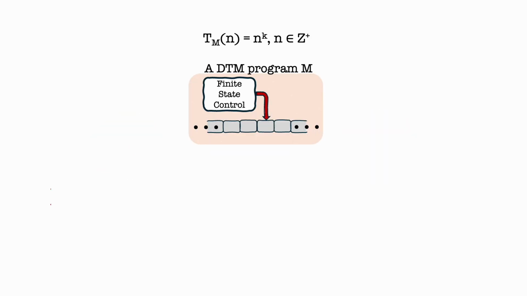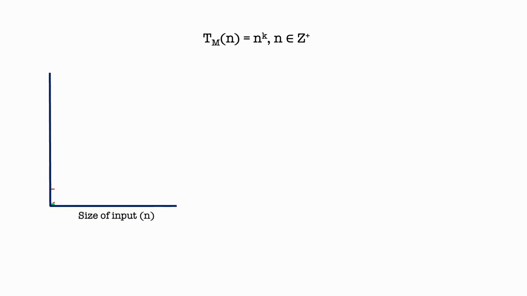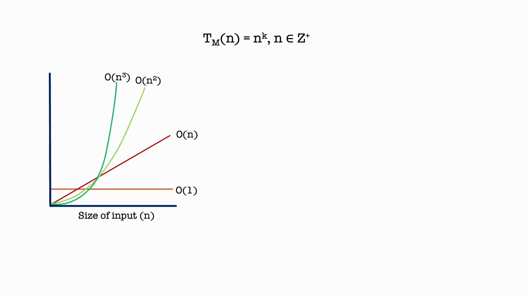Let us say a DTM exists that solves a decision problem in polynomial time. This means its time complexity grows polynomially with the size of the input string. But what can be the value of k in the expression n to the power k? Generally, values like 1, 2, 3, or 4 are observed in practice, and we can call such DTM programs efficient.